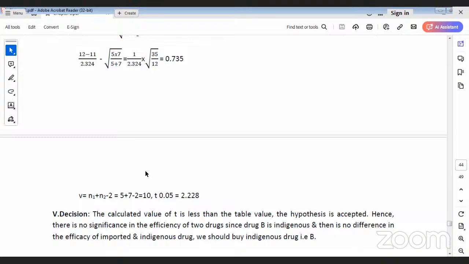The calculated value of t is less than the table value. The hypothesis is accepted. Hence, there is no significance in the efficiency of two drugs since drug B is indigenous, and then no difference in the efficacy of imported and indigenous drug. We should buy indigenous drug, that is B.